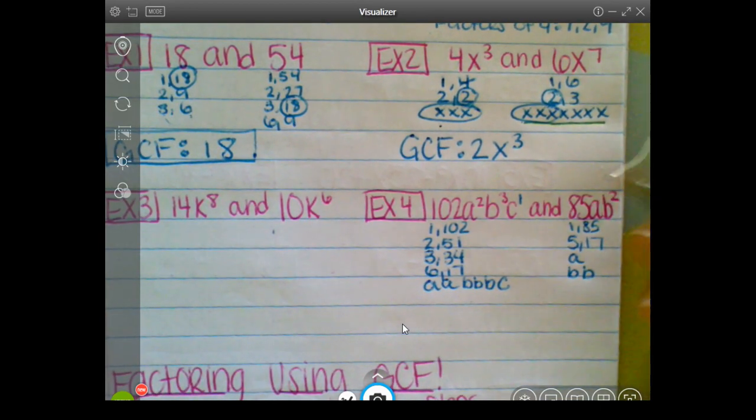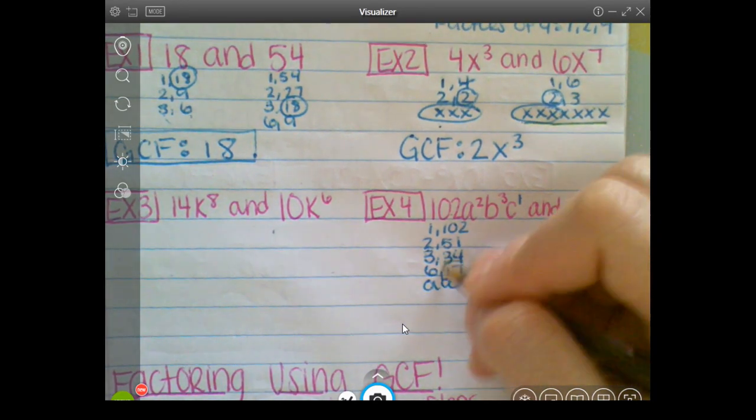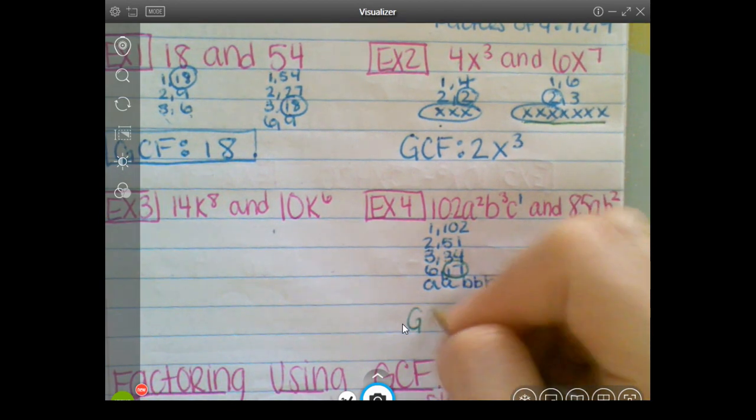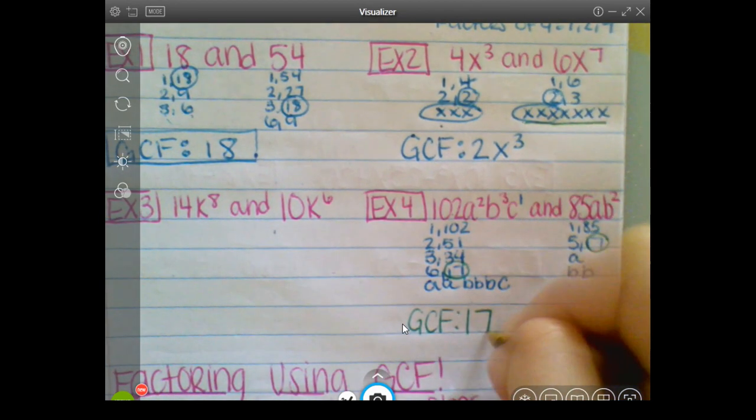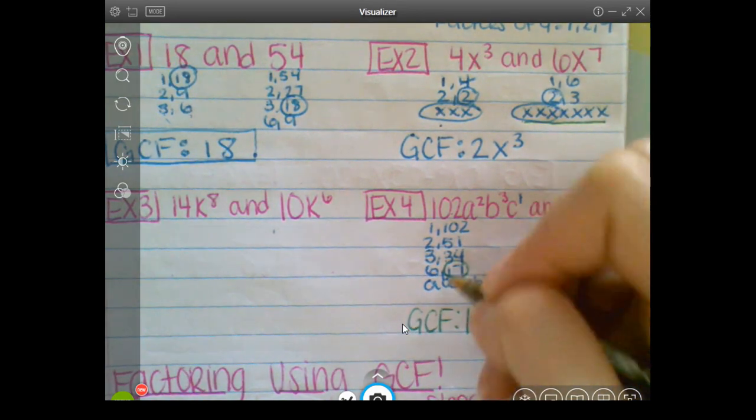So when I'm trying to figure out the greatest thing they have in common, I go to the smallest number, sorry. So not 102, it's 85. I start with 85. Is 85 over here? Nope. Is 17 over here? Yeah. So I'm circling my 17s. That's what they have in common as the number. Now I go to my letters. Well, this one has 1A. This one has 2 A's. So the most they have in common is 1.